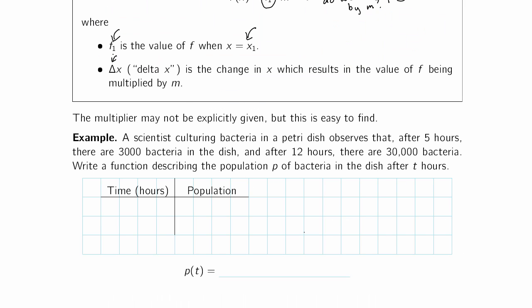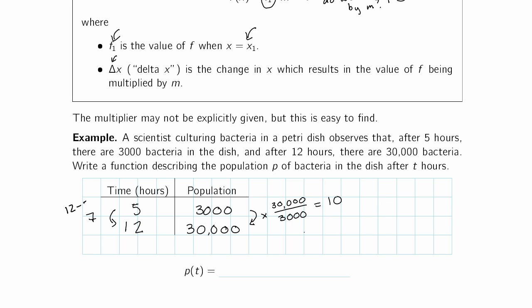Okay, so we're back to the scientist culturing bacteria in a petri dish. After 5 hours, there are 3,000 bacteria. And after 12 hours, there are 30,000 bacteria. We're going to build an exponential model here. When 7 hours pass over here, the population is multiplied by, well, we take 30,000 and divide it by 3,000, which gives us 10.